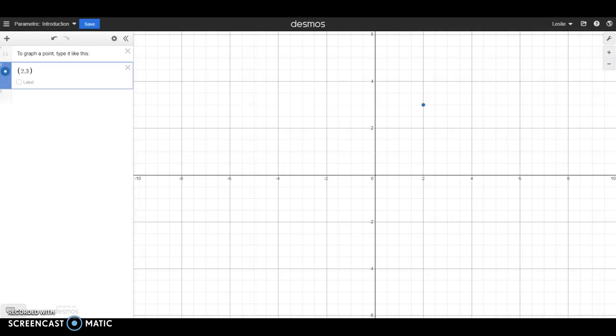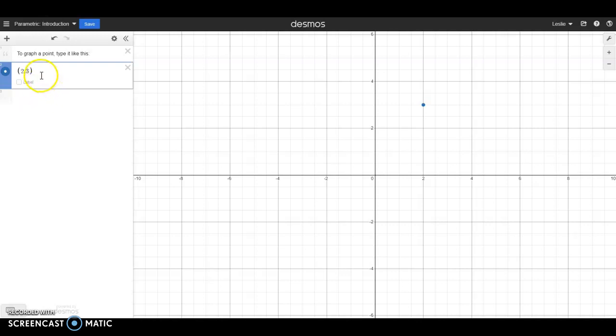In this video, I want to show you how to use Desmos to plot parametric equations, to graph parametric equations. It's not hard, but it's not quite as straightforward as it was to graph polar equations. With polar equations, all we had to do was use different variables. Instead of using x and y, we used r and theta.